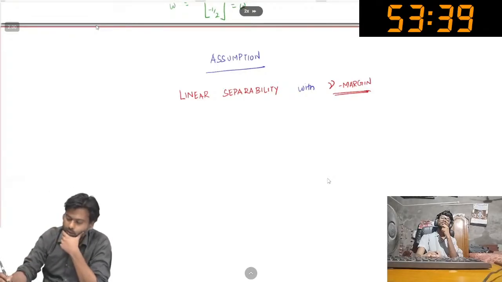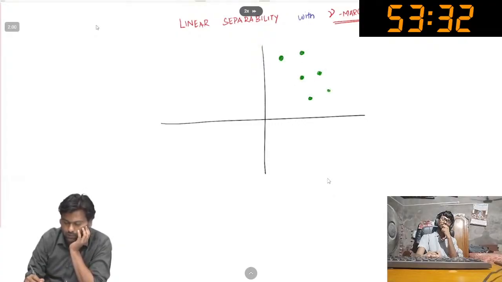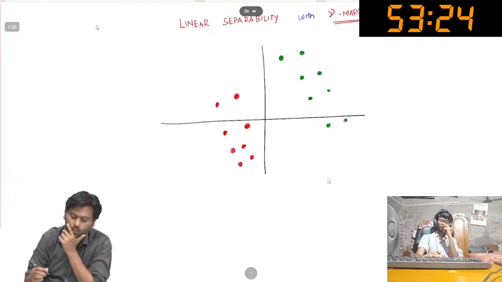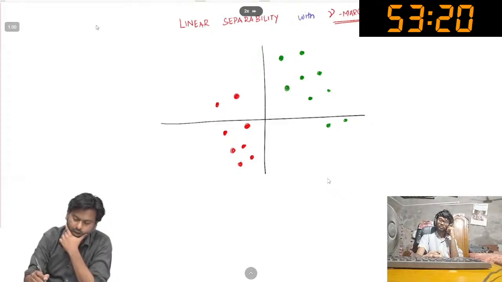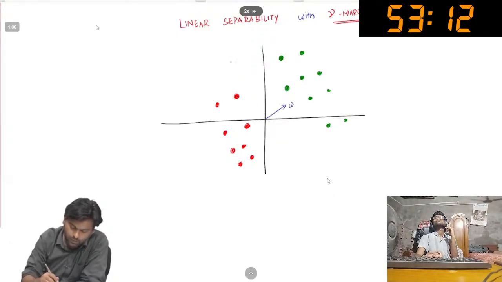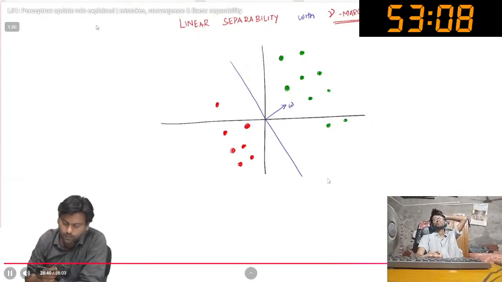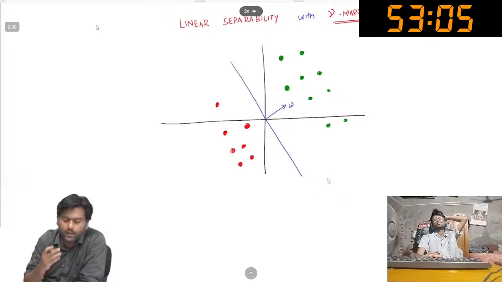So what does it mean to say linear separability with gamma margin? In pictures, it means the following. You have a data set in 2 dimensions again, and I'm labeling some points as positive, some points as negative, something like this. This is a linearly separable data set, obviously, because I can draw a W like this such that this line separates the positives from the negatives. Now it's not just linearly separable, it's also linearly separable with gamma margin.